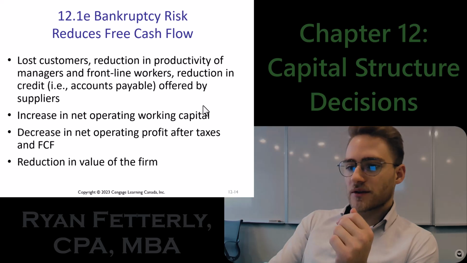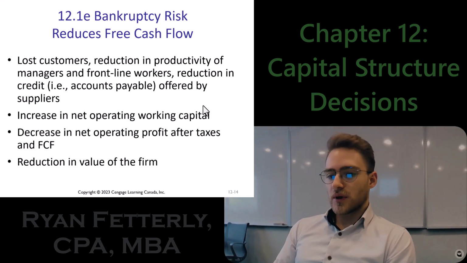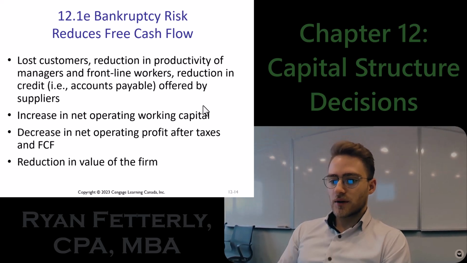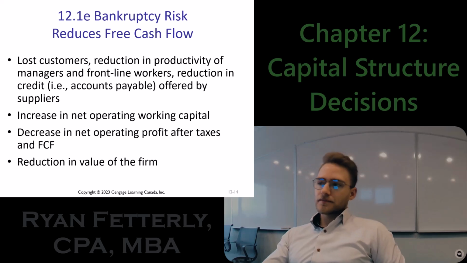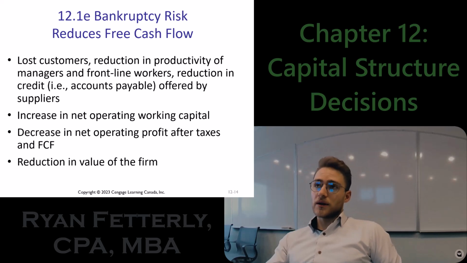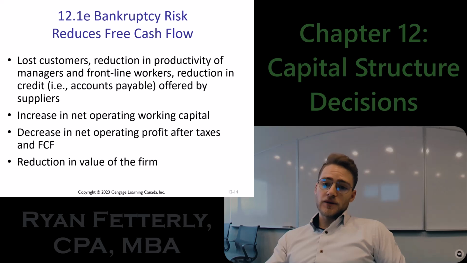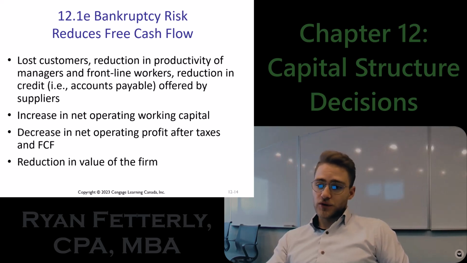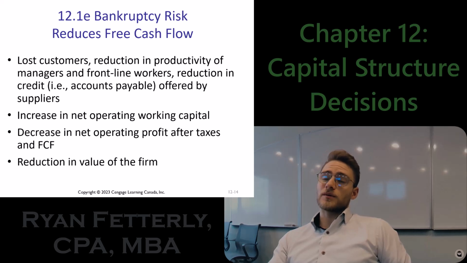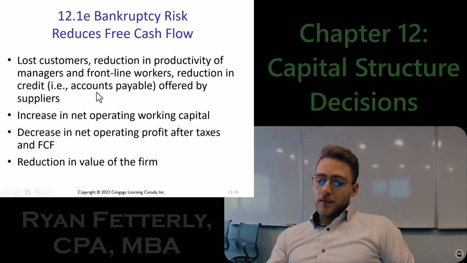So bankruptcy risk reduces free cash flow. Lost customers, reduction in productivity of managers, frontline workers, etc. When your company is not in a good position and your employees know it and your customers know it, it influences how people behave, right? So you may lose customers. You might not want to contract with a firm for 2 years to build a building if you don't think that firm's going to be around in 2 years, right? That's a huge problem for you.